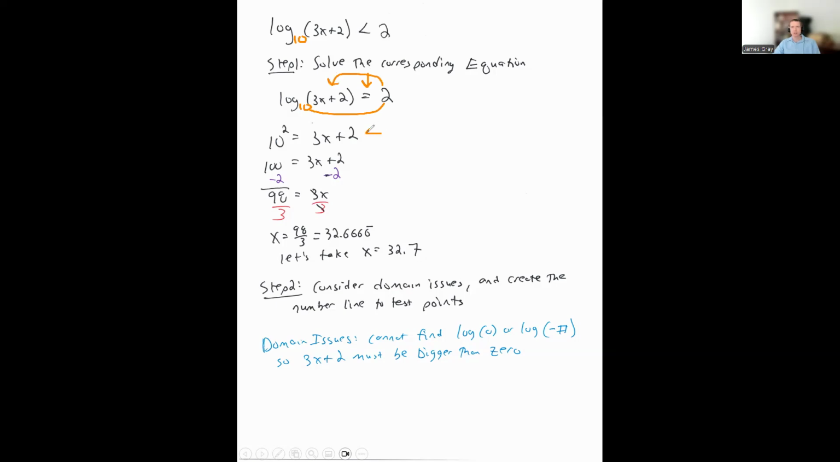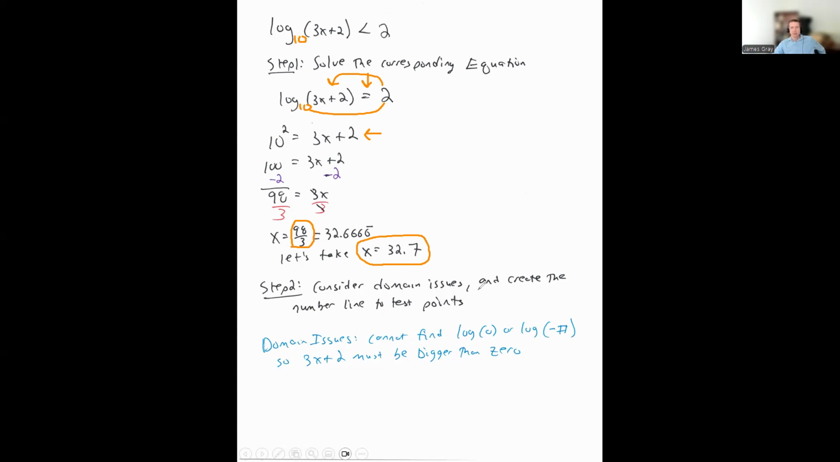We get our equation here. It's linear, so we'll go about solving it. And when we solve it, we get 98 over 3, which as a decimal is 32 with the 0.666 repeating. I just rounded that to 32.7. Again, we don't have to be accurate with it in terms of our calculations. We just need to get some idea on where this lives.